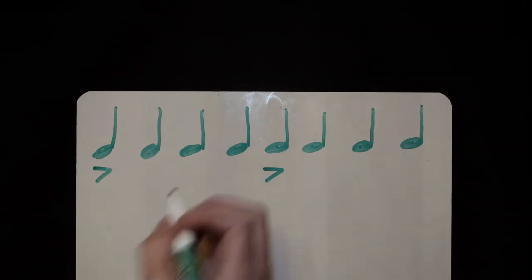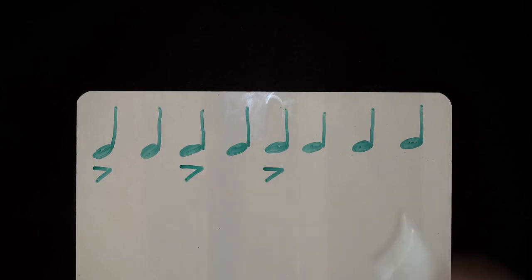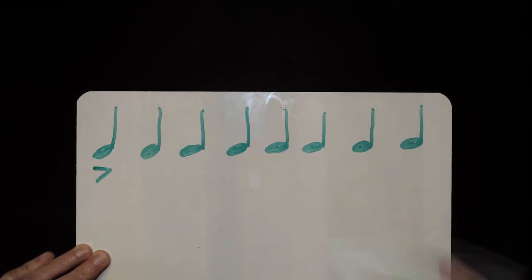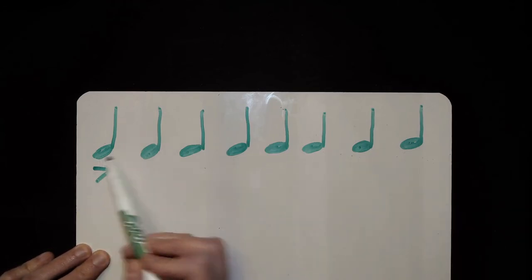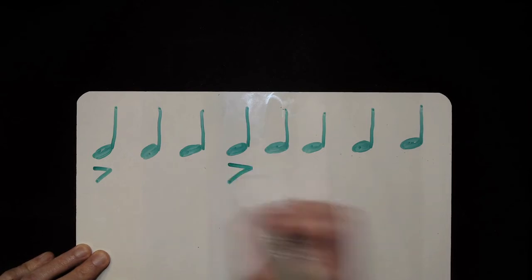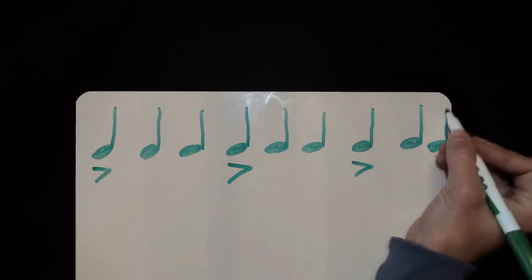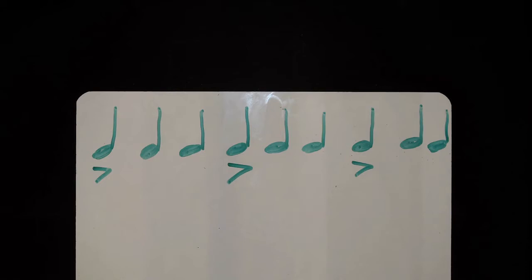All right, so let's put it right here. Ready? Go. Ta, ta, ta, ta, ta, ta, ta, ta. Good. All right, let's change it so we have our accents every 3. So we have ta, ta, ta, ta, ta, ta, ta, ta, ta, ta, ta, ta, ta, ta, ta. Good. All right.